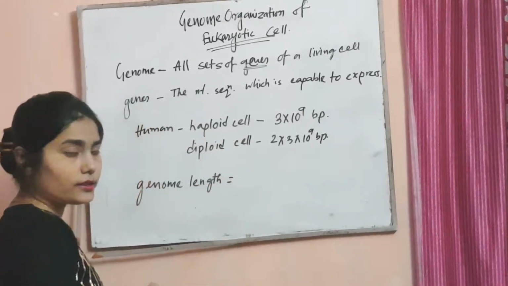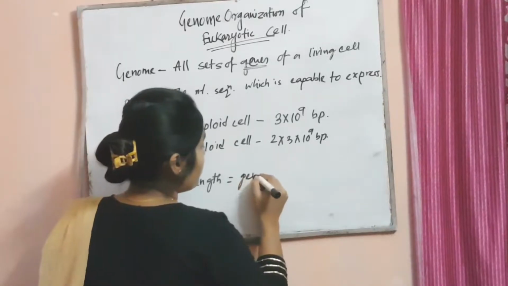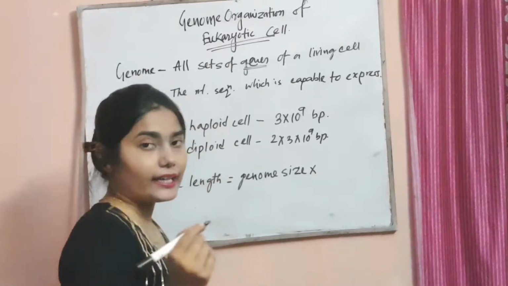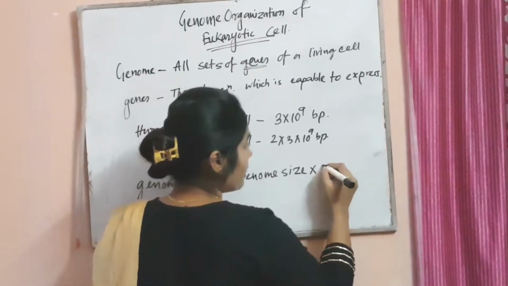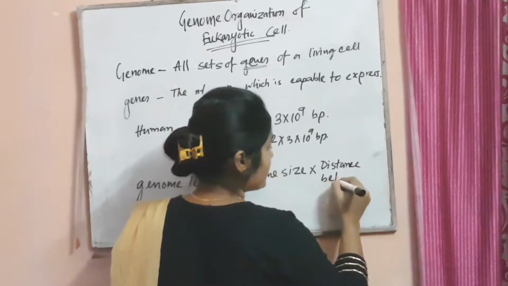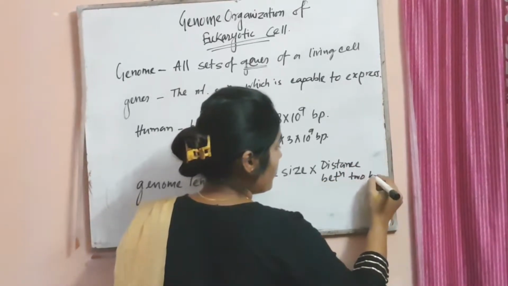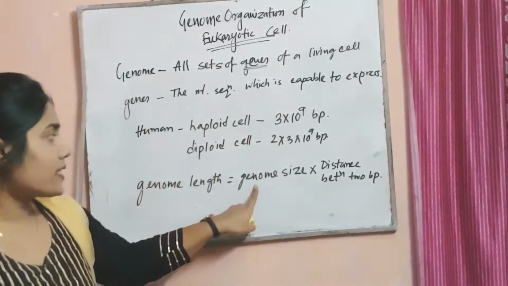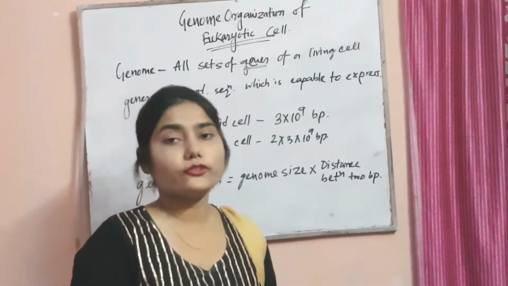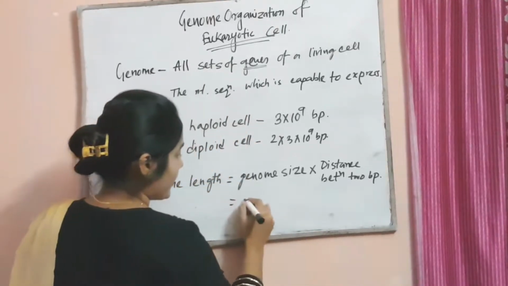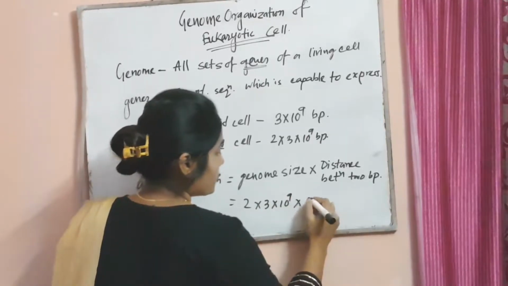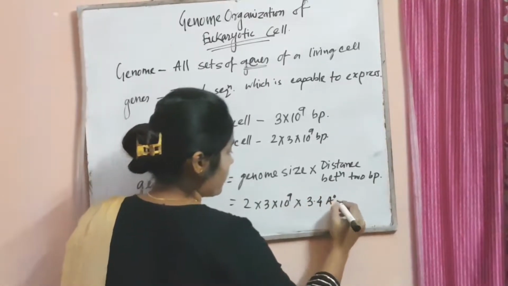What is the genome length? This is the genome size, and then it is multiplied by the distance between two base pairs. And what is the genome size? This one. And the distance between two base pairs, we know that this is 3.4 angstrom. Then we calculate like that. This is 3.4 angstrom. Okay.